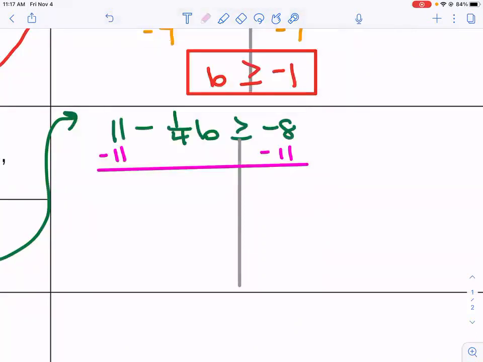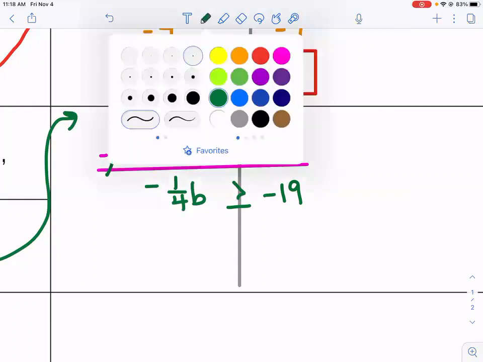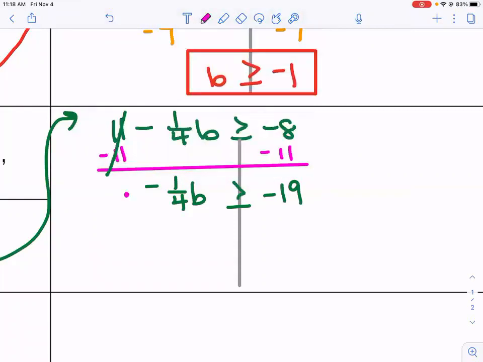So that we get negative 1/4 B. That negative is still with the 1/4. Make sure you bring it down. Is greater than or equal to negative 19. Okay. Now, how do we get B by itself now? Multiply by what? We're going to multiply by negative 1/4.